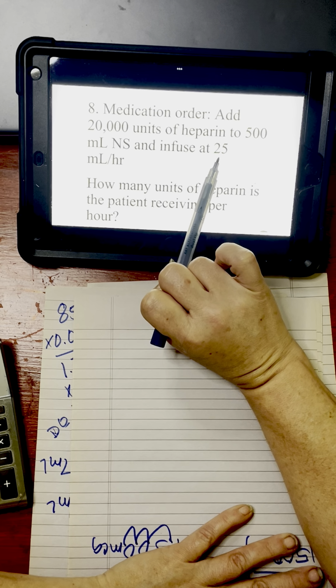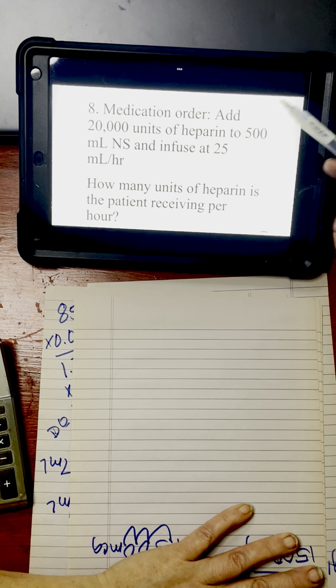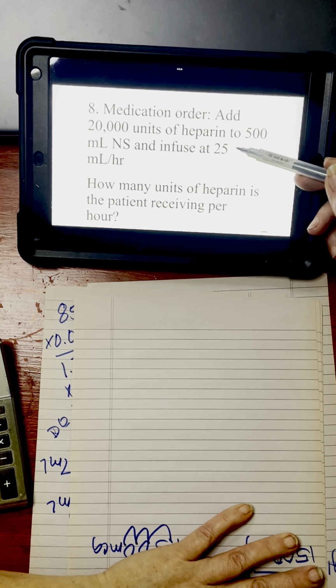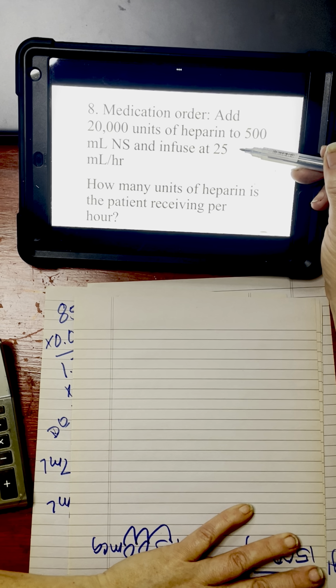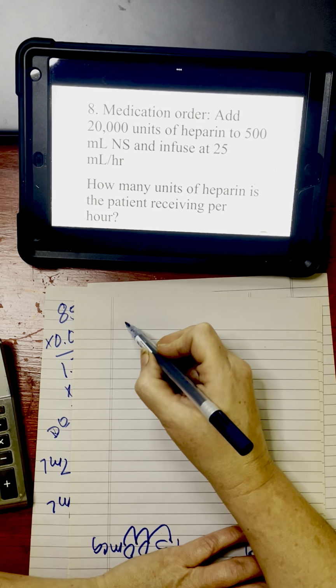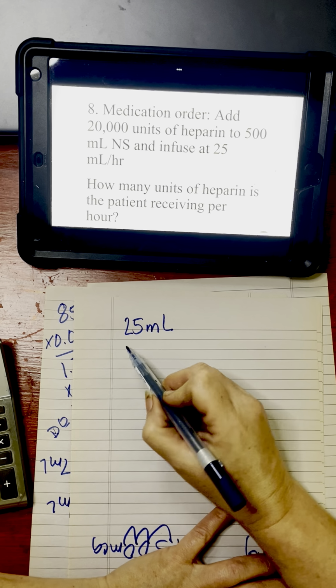Who wants that? Who wants it 25? I don't care what it goes at. That's what the doctor wants. So that is going to be our dose ordered, even though it's milliliters. Hang on. So what he wants is them to get 25 milliliters of that solution.